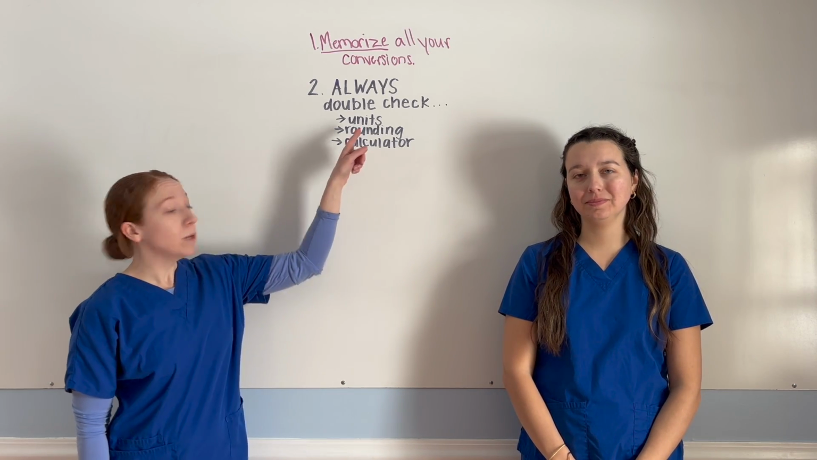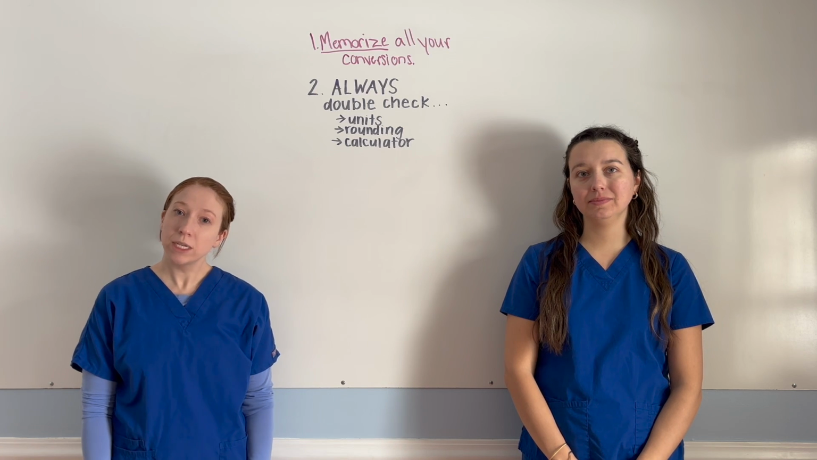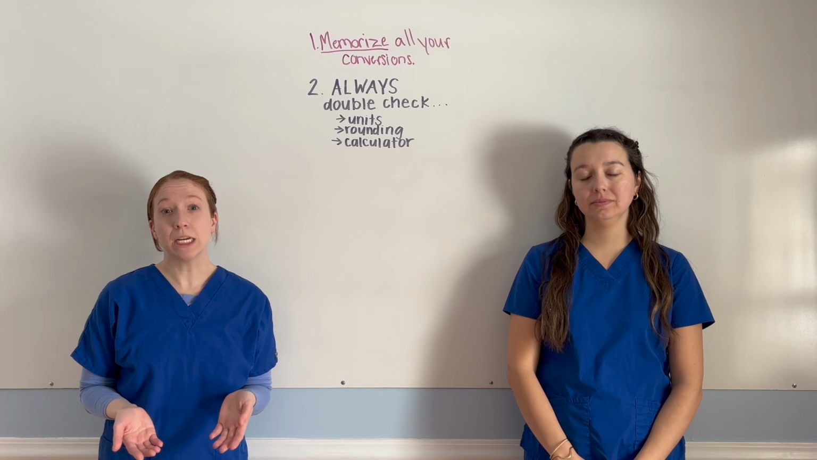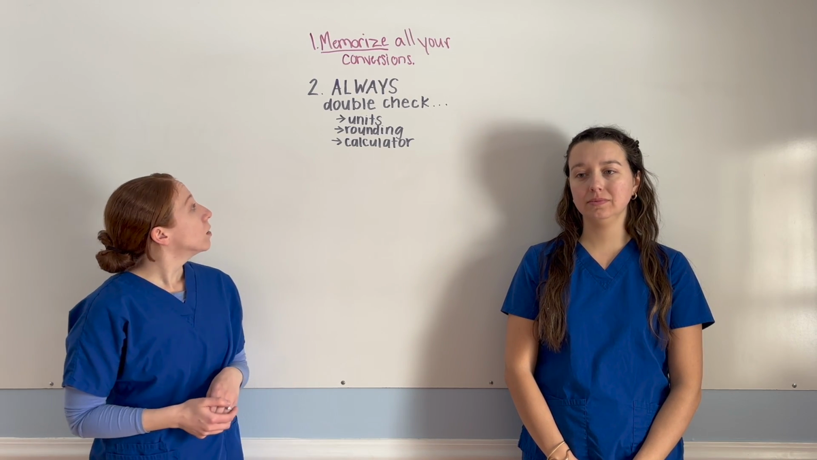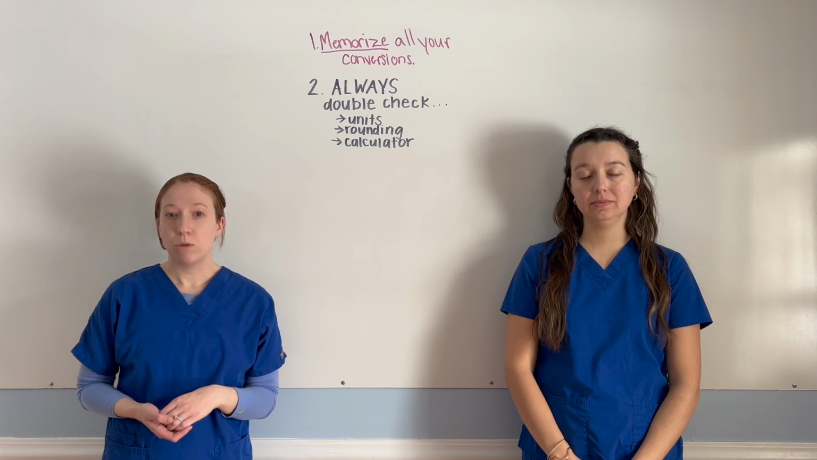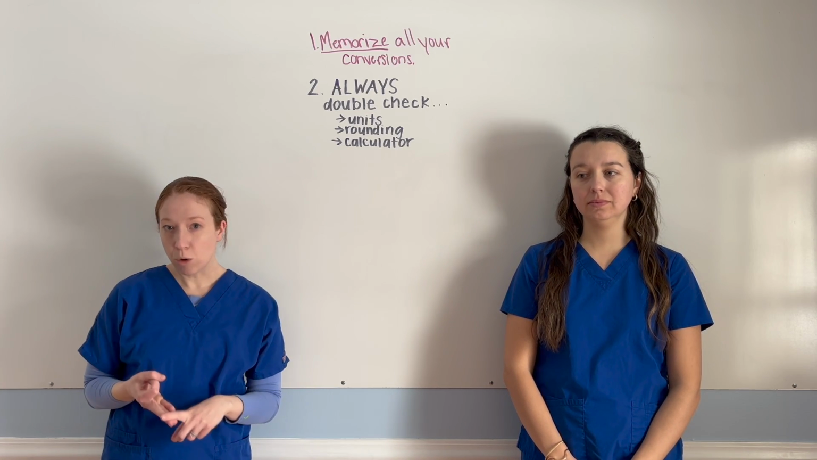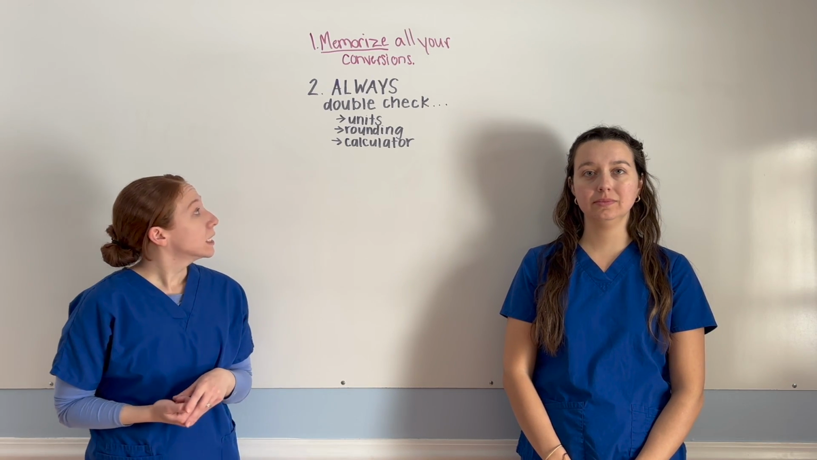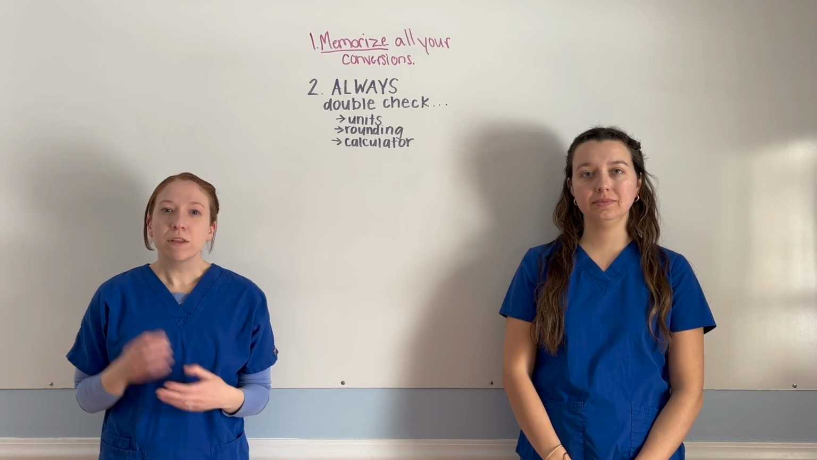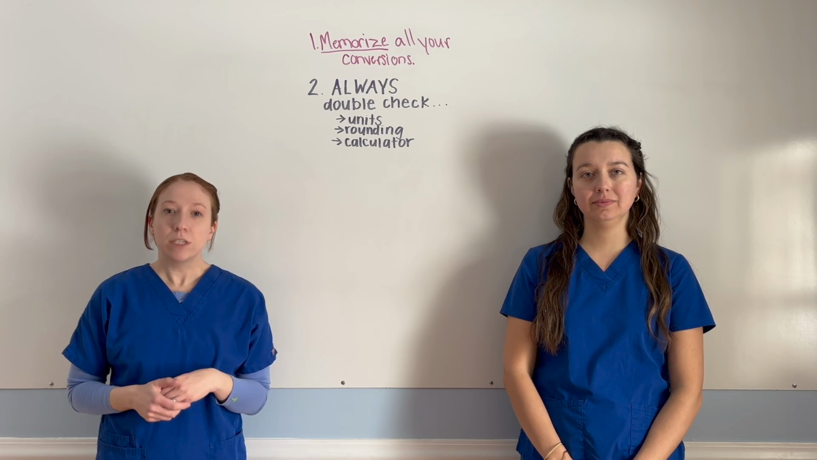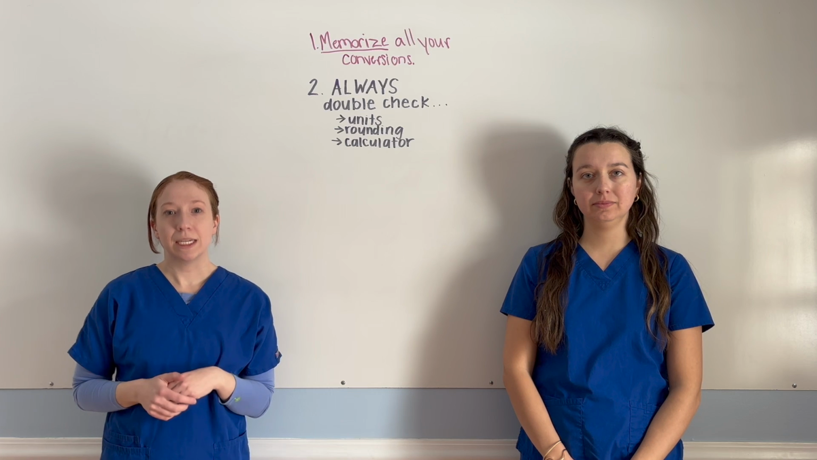Double check your units. If you are using dimensional analysis, all of your units should cancel out except for the one that you're solving for. Also with rounding, make sure whatever the problem says to round to, whether it's the 10th, the 100th, the whole number, that you have answered in that correct form. And lastly, with your calculator, a lot of little errors can happen when you're entering numbers into your calculator. So double check by putting those numbers in a second time.